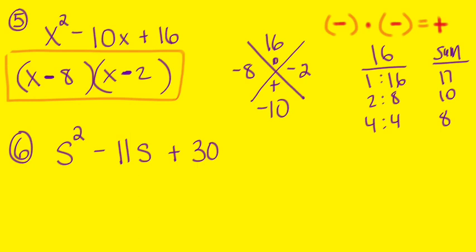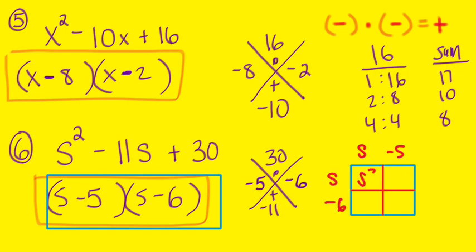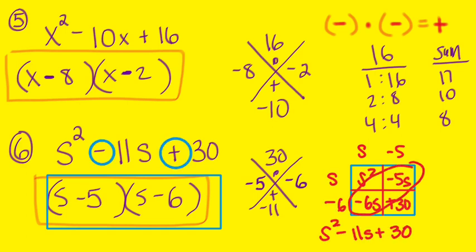Go ahead and try this one. Let's see how you did. So I look at 30, and what adds to be 11? That's obviously 5 and 6. So a negative 5 and a negative 6. And again, I can check it to make sure I'm doing it right, and I am. Here's a you try. You can pause the video and check yourself.